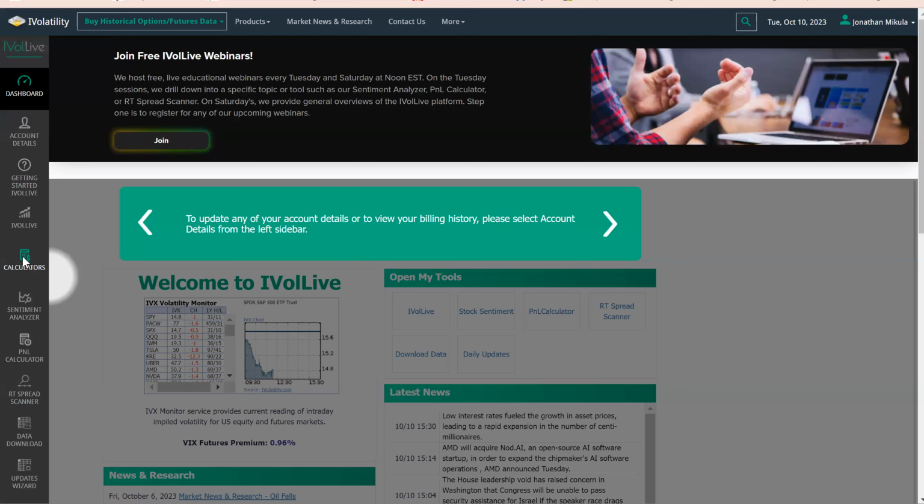Calculators are probability and options pricing calculators, very popular tools. We have a standalone webinar for that topic. Sentiment Analyzer we'll cover today, measuring a stock or an index sentiment and what that means, like how to build trades around that. P&L calculator I did last week. We'll also include that recording in the recap email the team sends out later today or tomorrow. Real-time spread scanner we'll do sometime soon. It's a really neat tool that helps us find spread trades throughout the day. And then data download would be how you download historical data. Each iVol Live account comes with a certain allocation, a certain credit that you can use to download historical data.